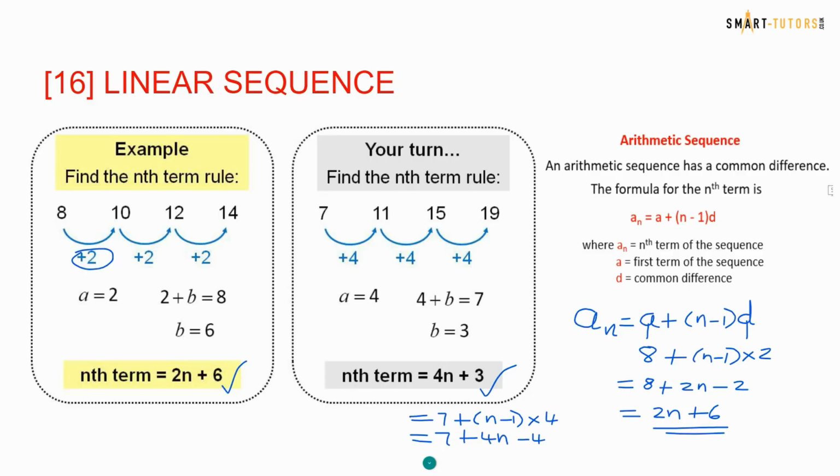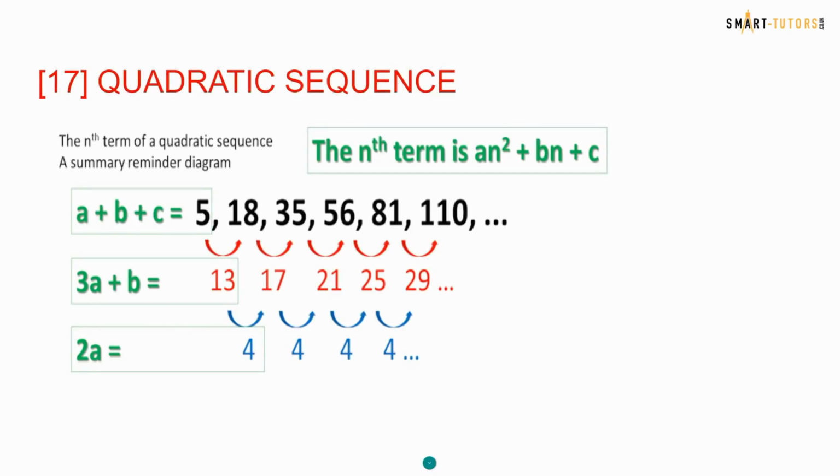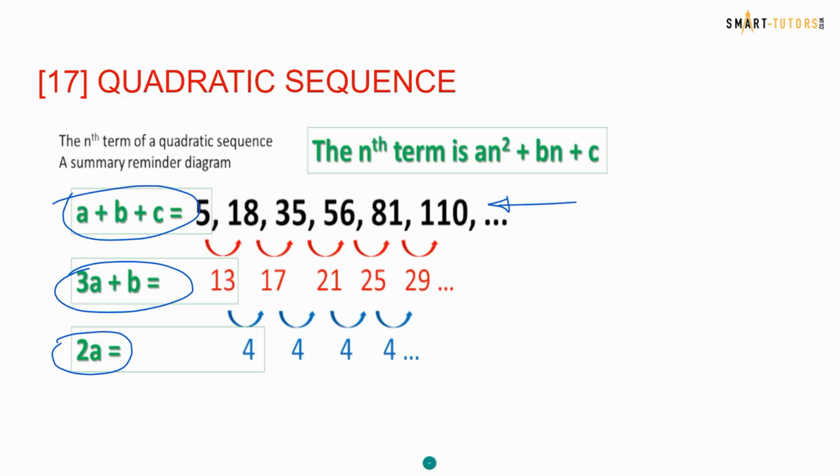The next topic is 17, quadratic sequence. The quadratic sequence is a little bit of different working, but you need to remember this formula. So 2a, 3a plus b, and a plus b plus c. Remember these three formulas.